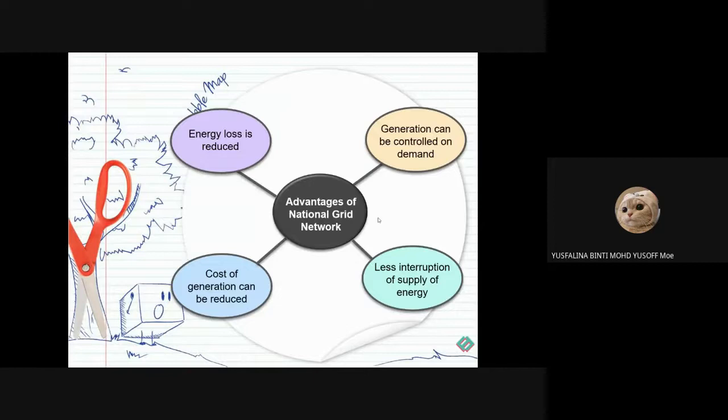And energy loss is reduced. This one we already discussed, right? You increase the voltage, then they reduce the current. So that means the energy loss as heat will also be reduced.